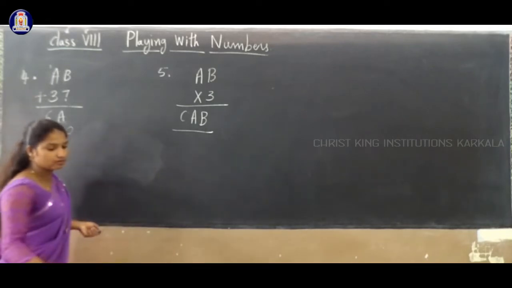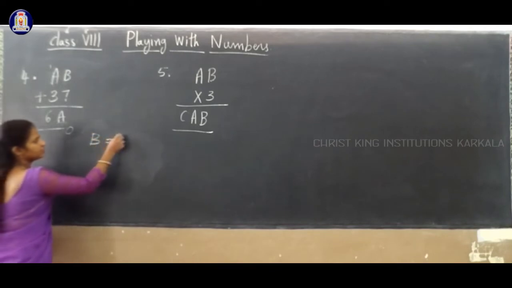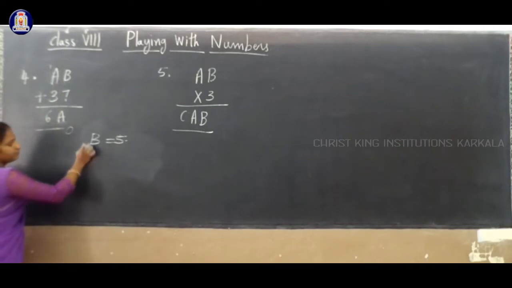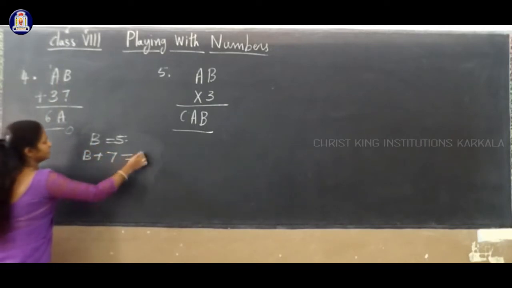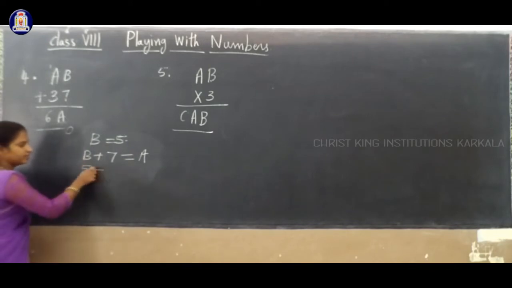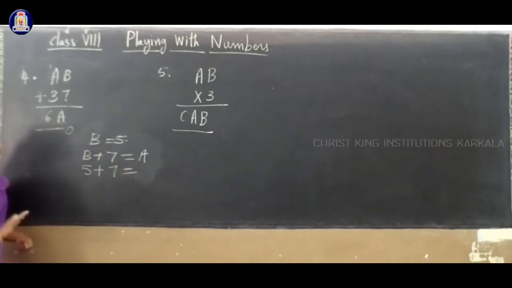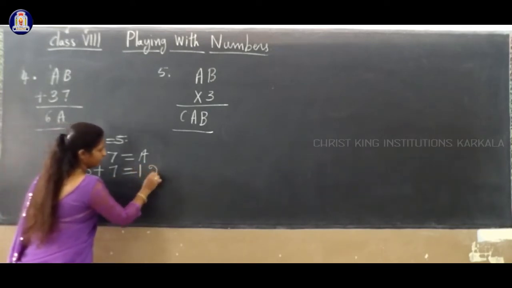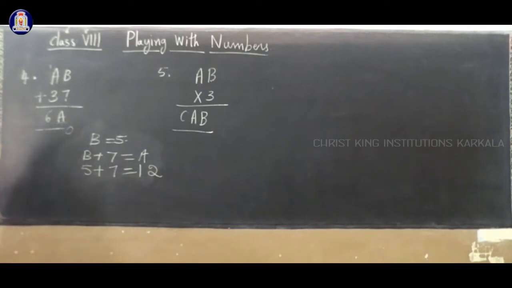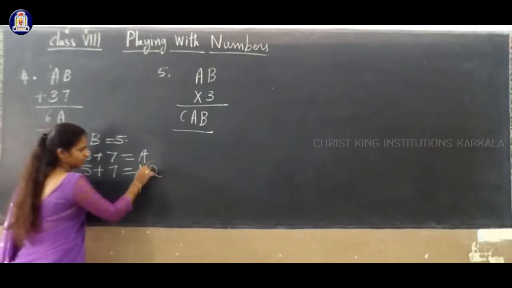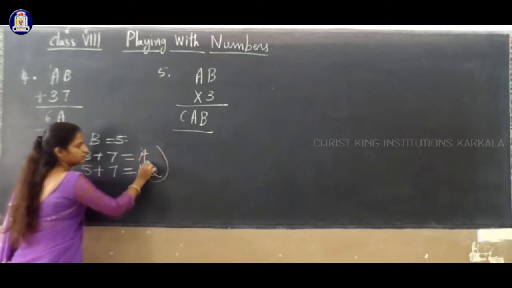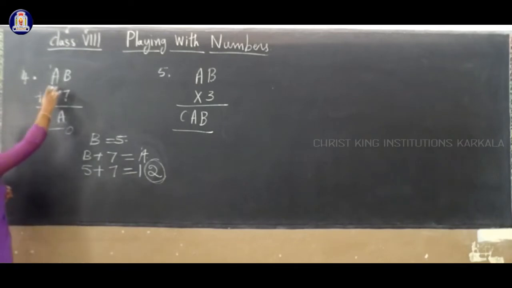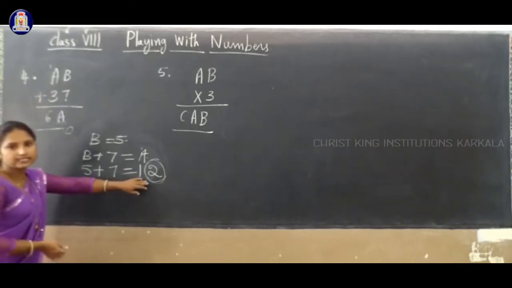If you consider B is equal to 5, B plus 7 should get answer A. So B value is 5, and 5 plus 7 will get answer 12. So here A value is what? A value is 2. Clear? In place of A, to write the value, A is equal to 2.